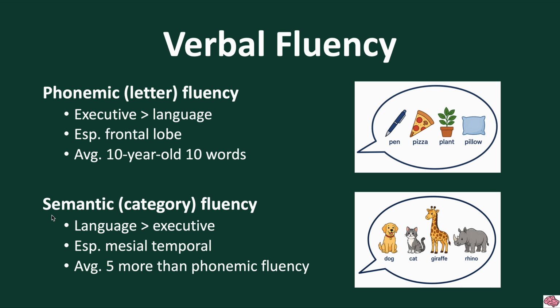Semantic fluency, in contrast, is more dependent on language function than executive function, and is especially susceptible in pathologies involving the mesial temporal lobe. And in general, a person should be able to mount 5 more animals than they can P words, reflecting what we've called in this video the semantic fluency gradient.